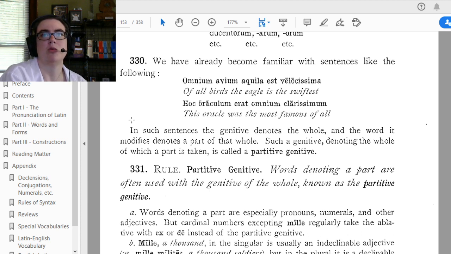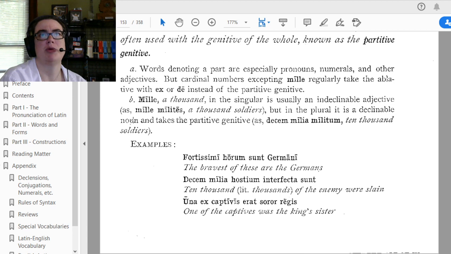Partitive genitive. Words denoting a part are often used with the genitive of the whole, known as a partitive genitive. So words denoting a part are especially pronouns, numerals, and a few adjectives. Cardinal numbers, though, except for 1,000, actually usually take ex or de. So that's a big exception. When you're talking about numbers and you want to say 5 of us, 7 of us, you actually don't usually use the partitive genitive. You usually use ex or de with the ablative because it's separating a specific number from a greater amount. And maybe it's the specificity that's really causing it.